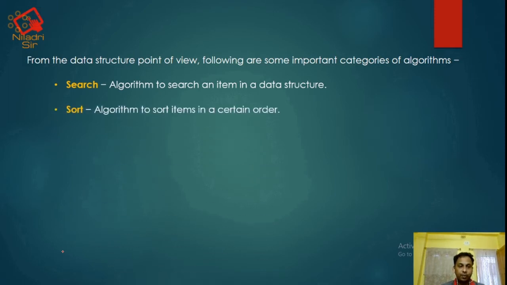Next one is sort. Suppose we have 1 lakh data and we have to get it in ascending or descending order. That comes under sort. Next one is insert. Insert means somewhere we have 1,000 data and we want to add some new data. That comes under insert.